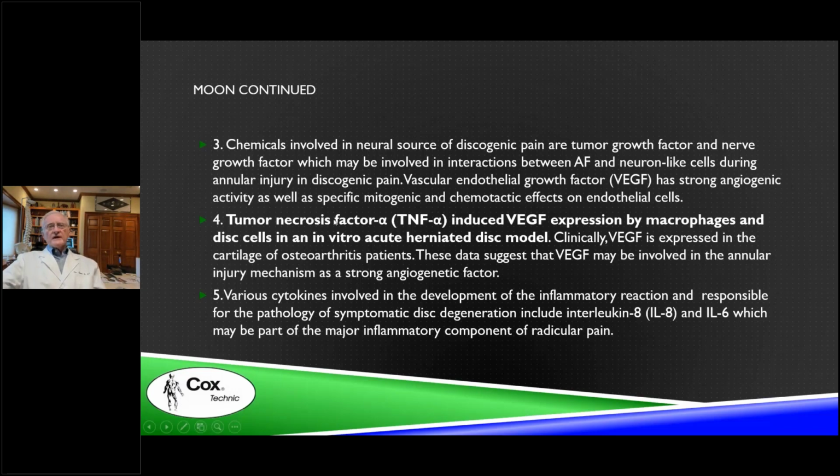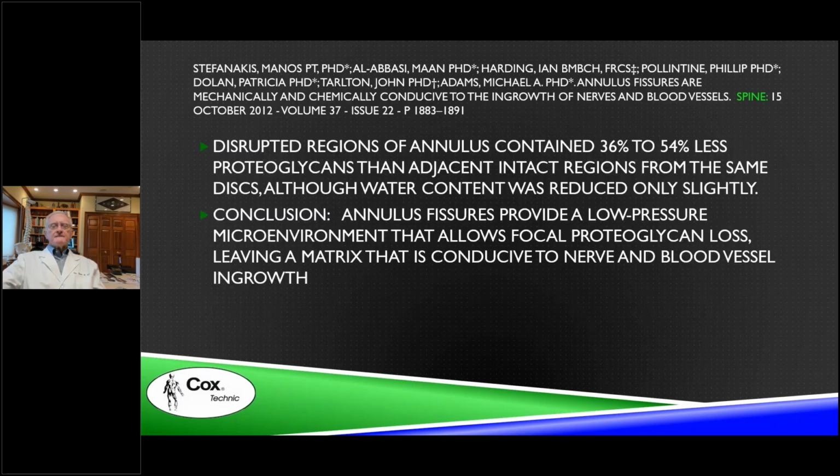So note here, tumor necrosis factor is one of the big pro-inflammatory cytokines that irritate nerve roots and dorsal root ganglion to create sciatic radiculopathy and low back pain. This is just an interesting paper by Stefanikis that points out that these tears of the peripheral annulus contain 36 to 50% less proteoglycans. What does that mean?